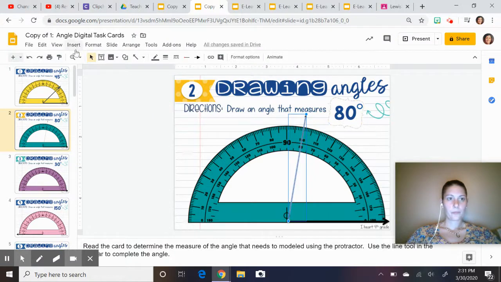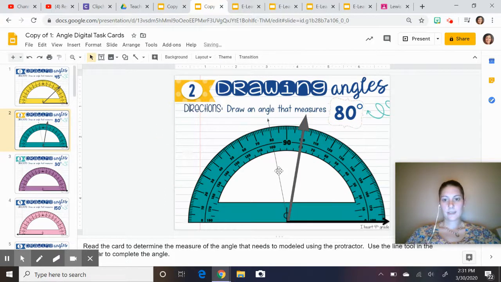Let me undo that movement. Okay, I'm going to draw a second line so you can see what I'm talking about. Why did we go to the first 80 and not the second 80? Why did we choose this one instead of this one?